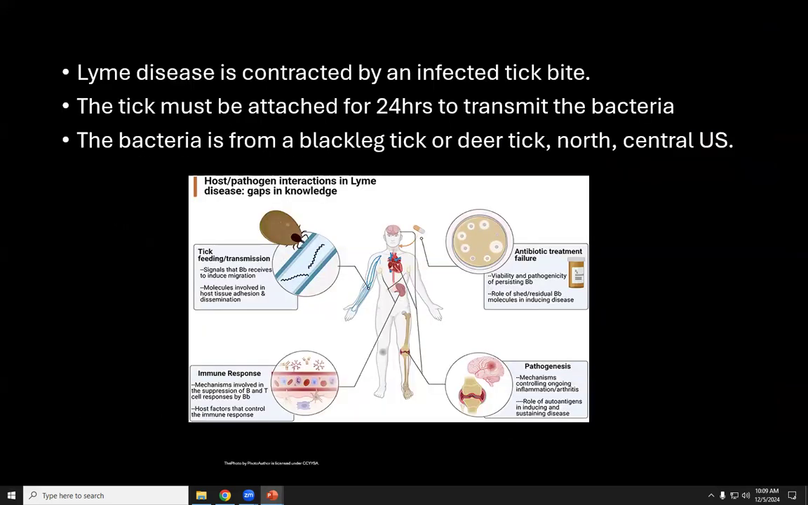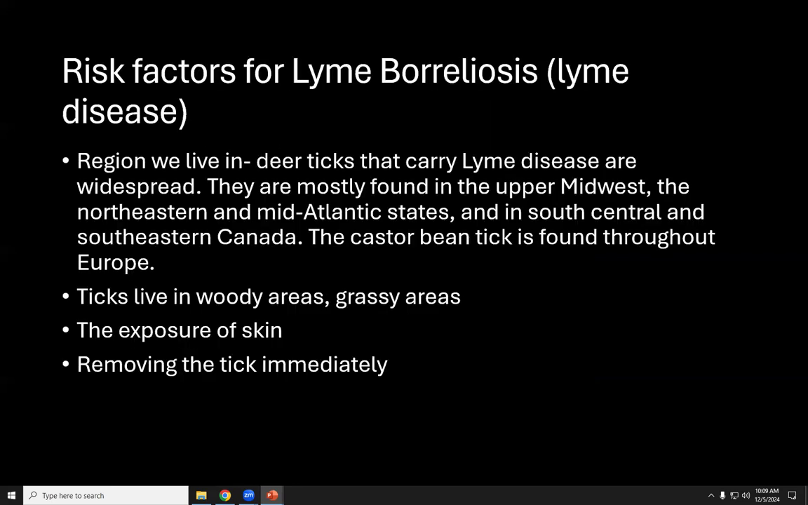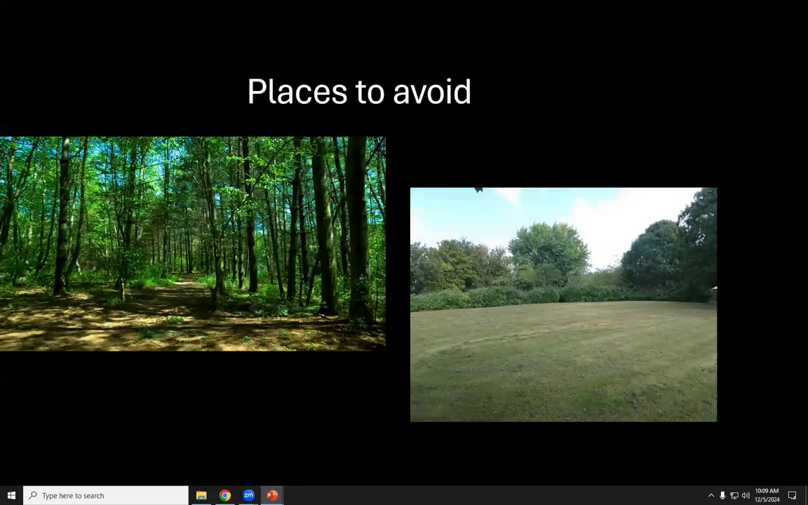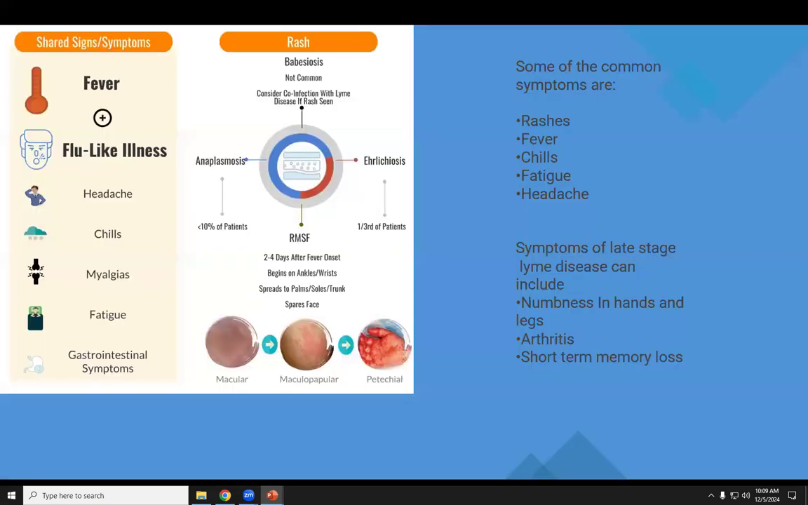Lyme disease is contracted by an infected tick bite. They usually come from deer ticks or a black leg tick, and they're pretty much located in the north central US. The risk factors for Lyme disease: ticks live in woody areas, grassy areas. They love the exposure of skin. When you get bit, you have to remove it immediately. Those are places to avoid: woods, campgrounds, grassy areas.